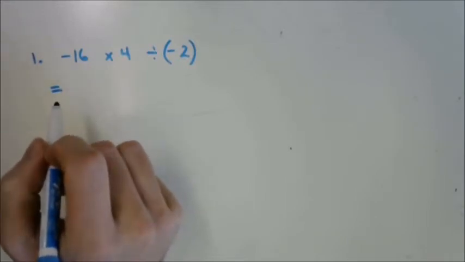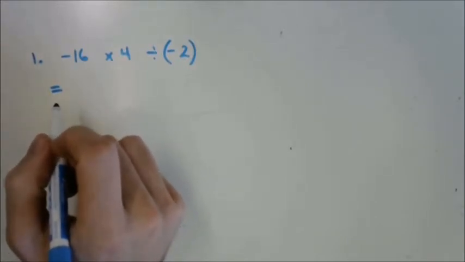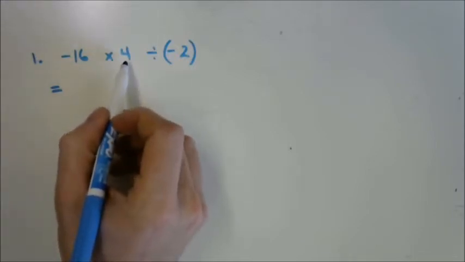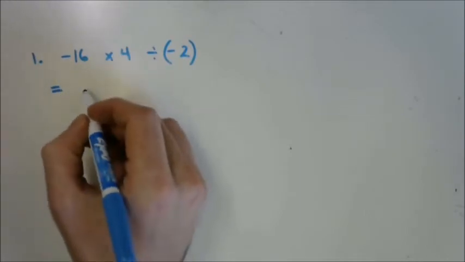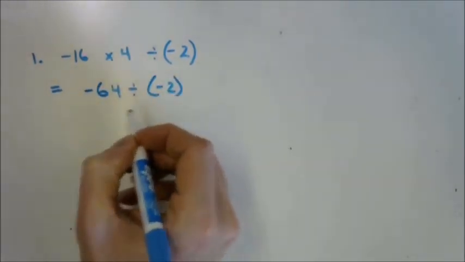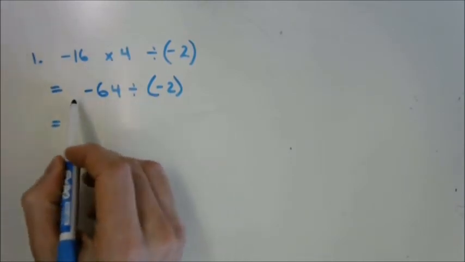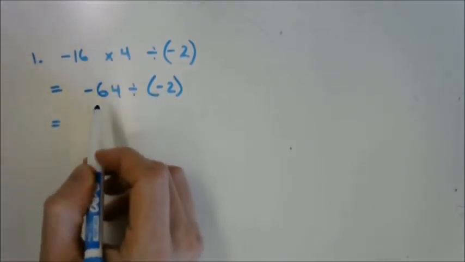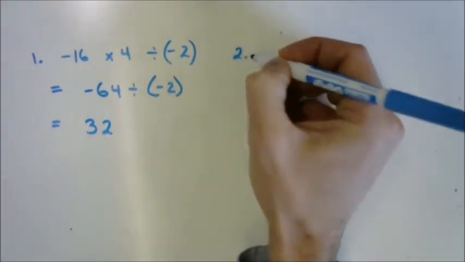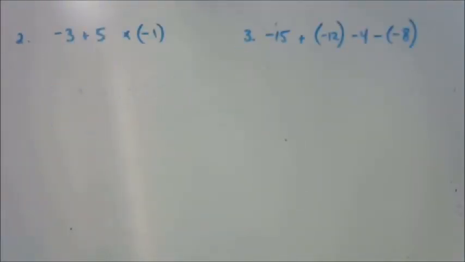I'll do the first one, and I'll let you try the next 2 and 3 on your own. So we have negative 16 times 4. 16 times 4 is 64, so we have a negative 64. And we're going to divide that by negative 2. The negatives are going to cancel out, and we're going to end up with positive 32. Go ahead and try number 2 on your own.